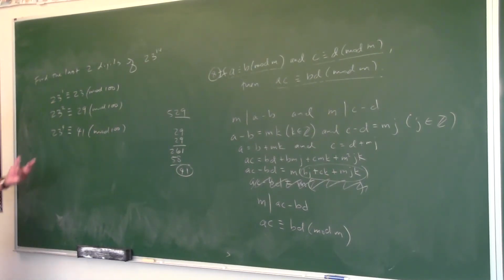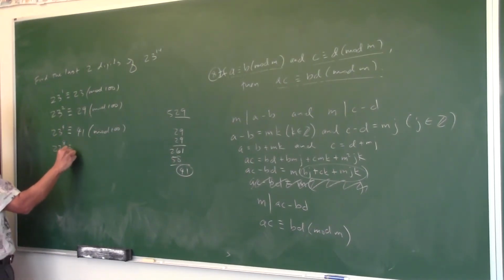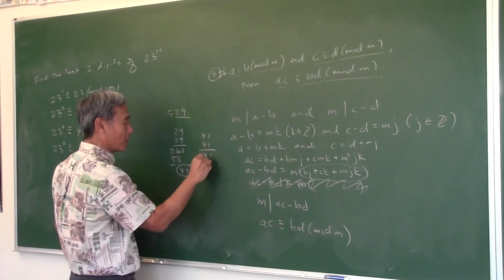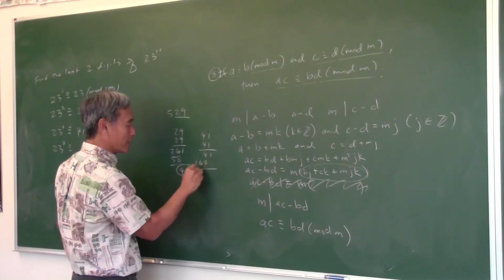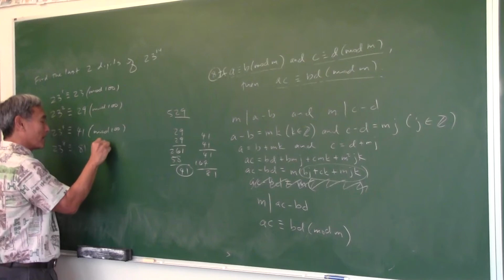And then we do it again, because we have to get up to the 14th power. So multiply this by itself. You get 23 to the 8 is congruent to, and now what is 41 squared? 41 times 41 is 1,681. We're only looking at the last two digits, so 81 mod 100.